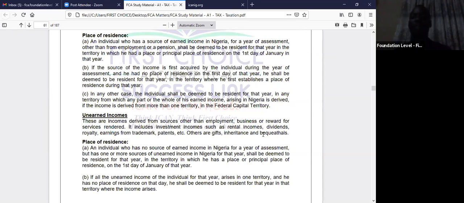So how do you gross it up? For dividends, rental income, royalty, or interest that have 10% withholding tax, you gross them up by dividing by 0.9. Dividing by 0.9 simply means you multiply by 100 and divide by 90, that is, 100 over 90. That is how you gross it up. Okay?